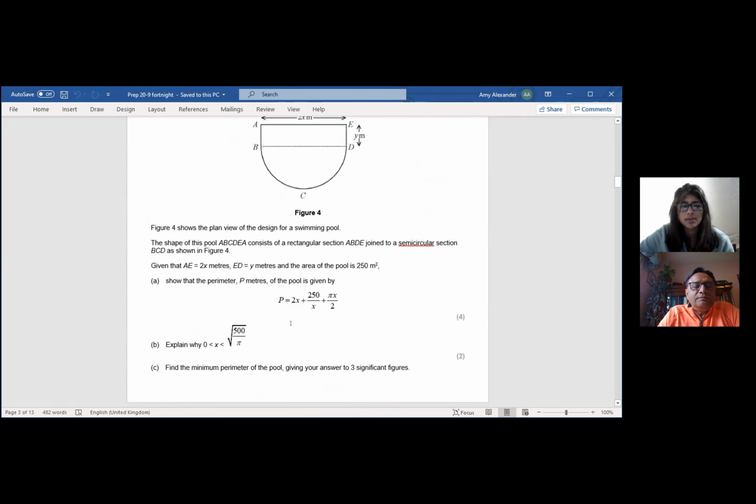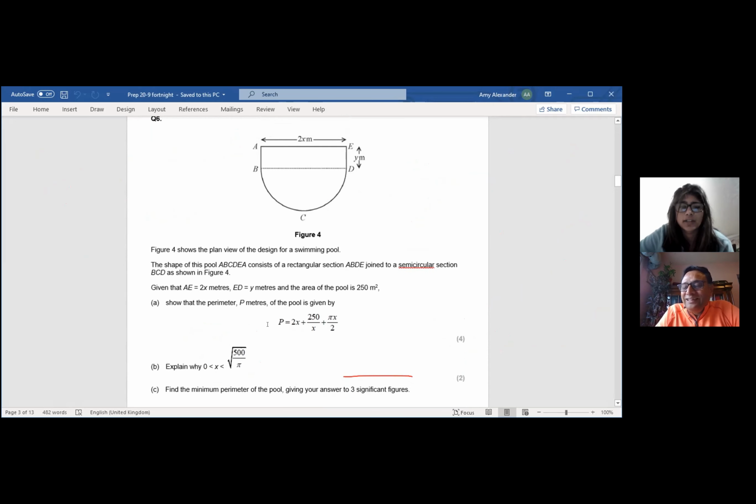Part C. Find the minimum perimeter of the pool, giving your answer to 3 significant figures. So to find the minimum perimeter, what will you do? Derivative. Yes, you can do calculus. So you'll differentiate with respect to x, correct? So dp over dx, figure this out.